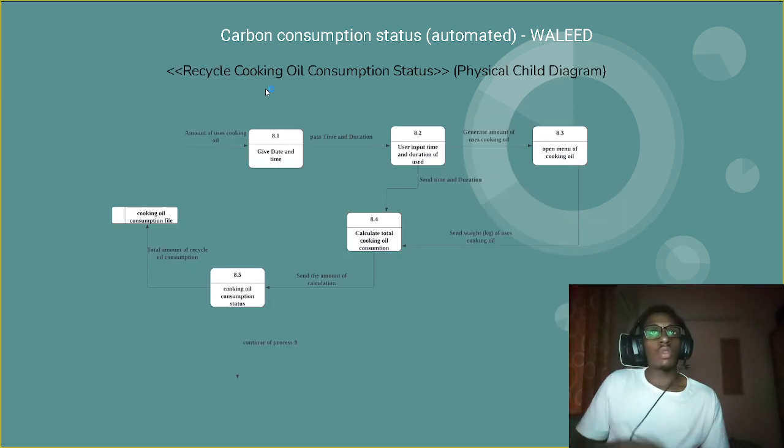And then there is the recycled cooking oil consumption status. The system takes the amount of cooking oil as input, and then the date and time, and then calculates the total amount of cooking oil and stores it in the cooking oil consumption file.